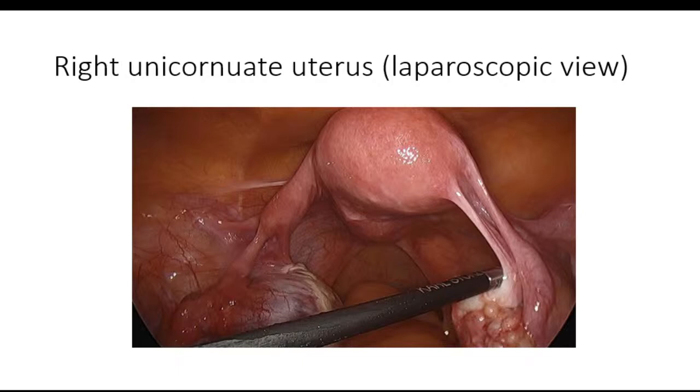You see the photograph of a right-sided unicornuate uterus. This is the laparoscopic view. You can see the remnant of the left uterine body. This is the ligament, this is the ligament, and this is the fallopian tube, the right fallopian tube. This is the ovary, and this is the ovary on the left side. So this is a right monocornuate or unicornuate uterus.